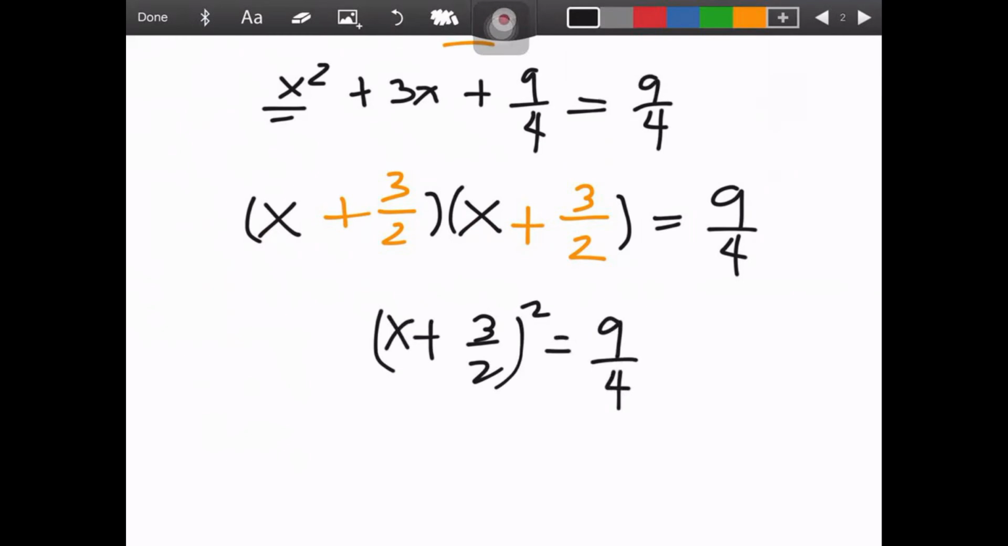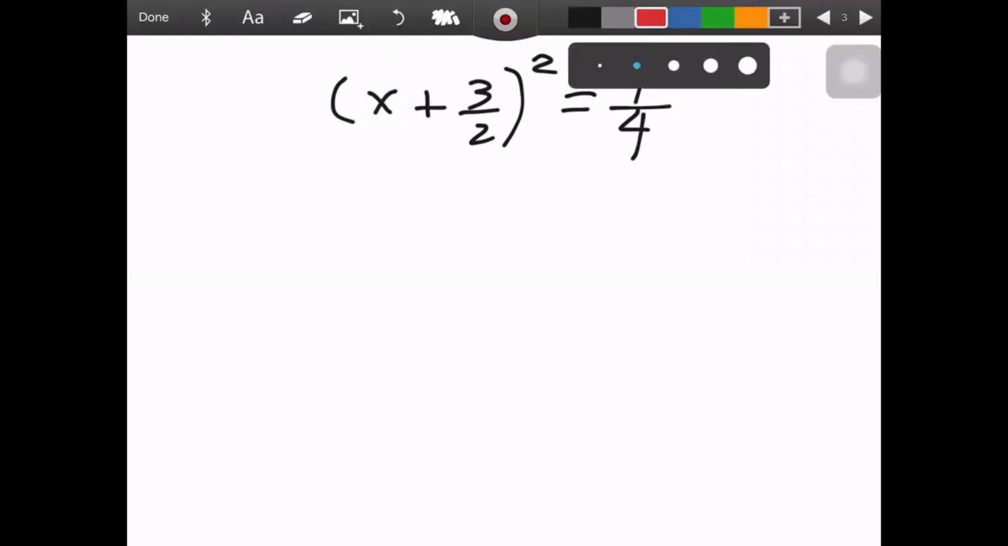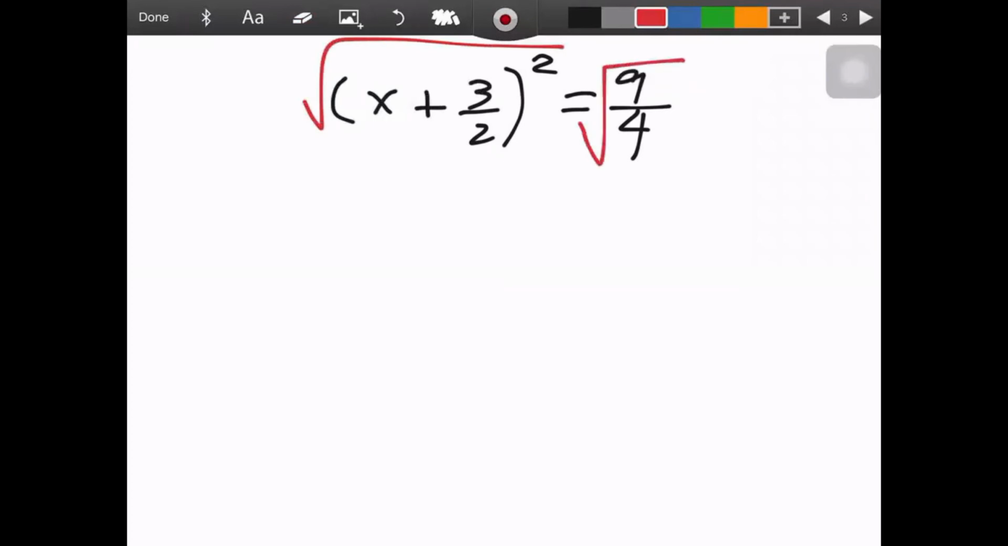Okay, so in this one, let us transfer this kind of solution in our next slide. X plus 3 over 2 is equivalent to 9 over 4, then squared. So the next step in terms of solving this one is we need to square root both of them. Square root of the expression, square root of 9 over 4. So from here, we have square root and squared, so we will just retain it as we have x plus 3 over 2.